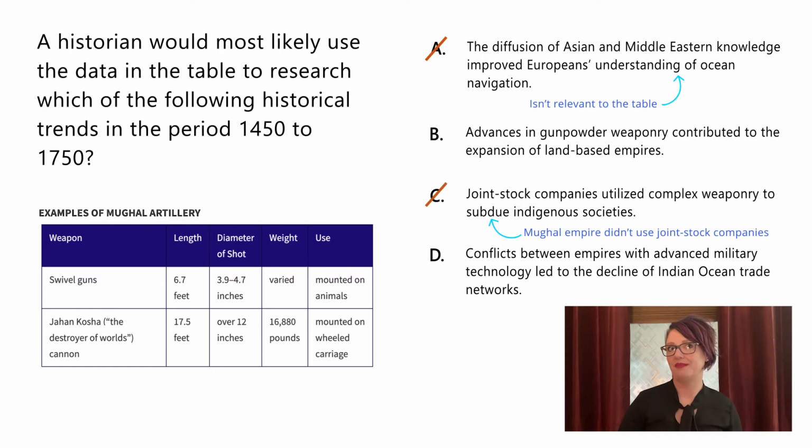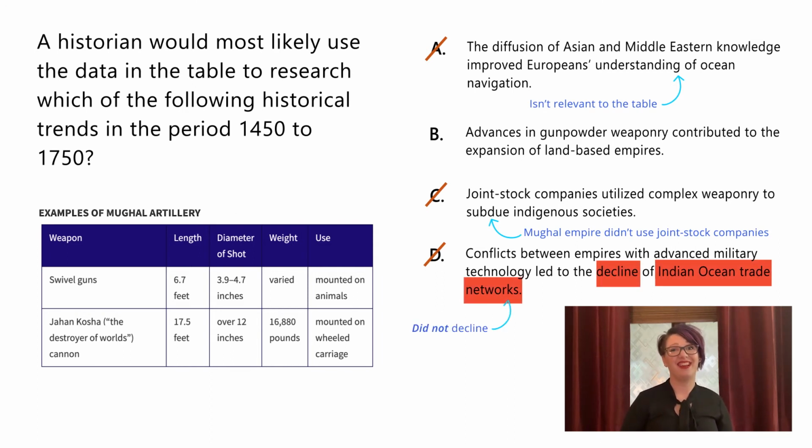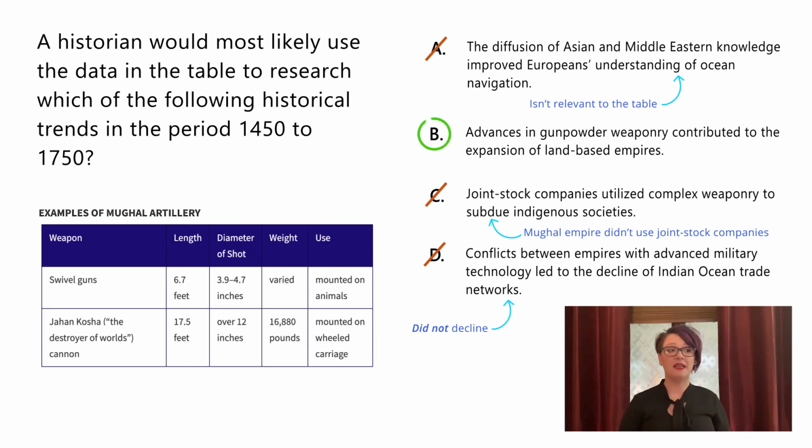And choice D, we don't want that either because during this time period, Indian Ocean trade networks did not decline, so that one's untrue. That leaves us only with choice B, which is true and answers the question.